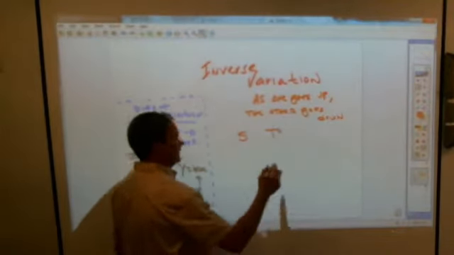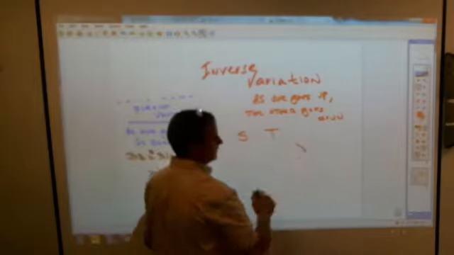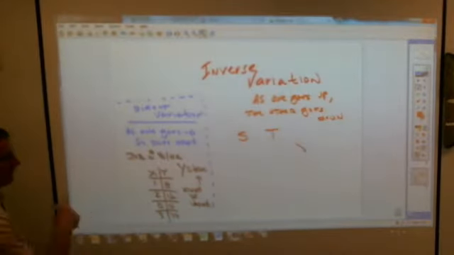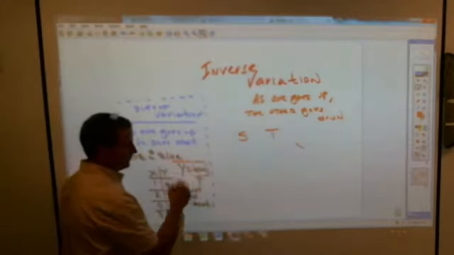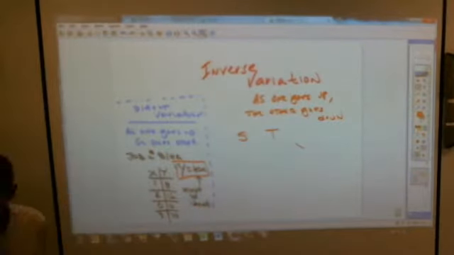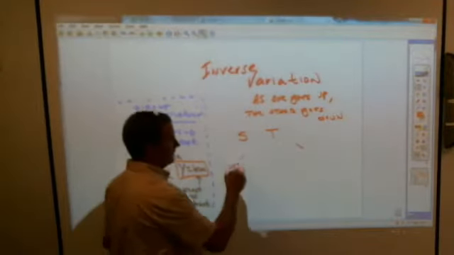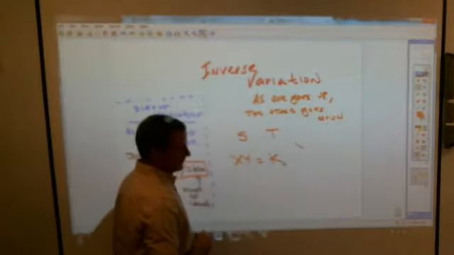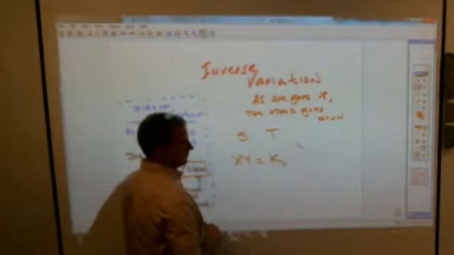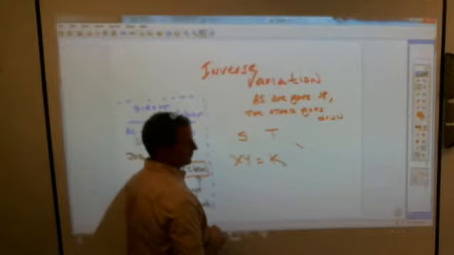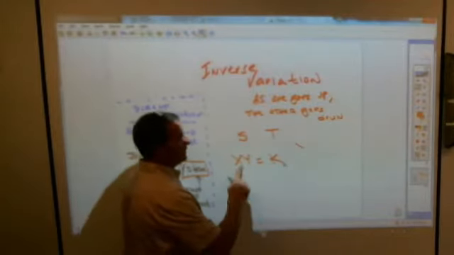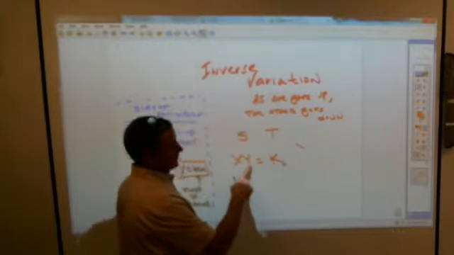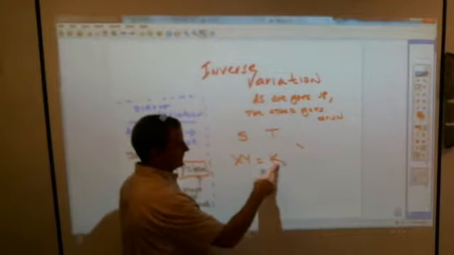So let's say Y. Well, we have to wait. Let me make sure I get it right because I sometimes flip those over. Inverse variation is X times Y equals K. Okay, X times Y equals K. And this could be speed and time, and distance.